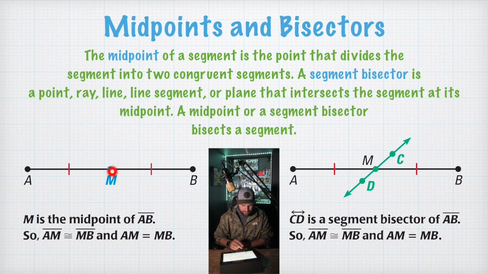So here you go. This is a midpoint on line AB. M is the midpoint. So AM and MB are the exact same length, okay? They're congruent. Next we have a line bisecting line segment AB. So AM is the same as MB again, okay? Hope that makes sense. Let's just get into some examples.